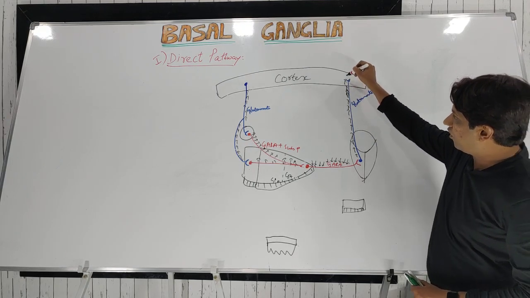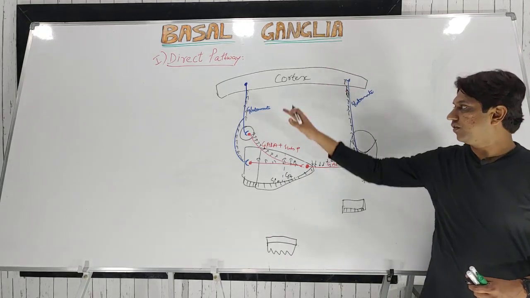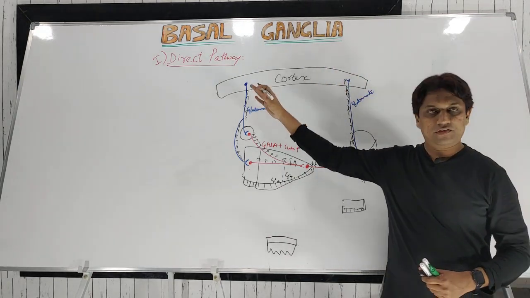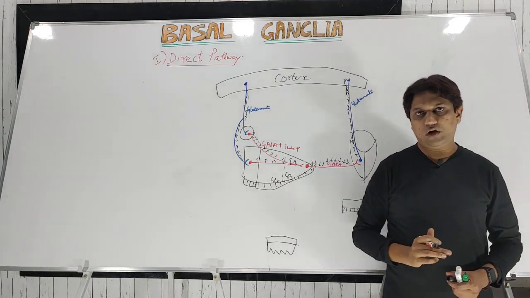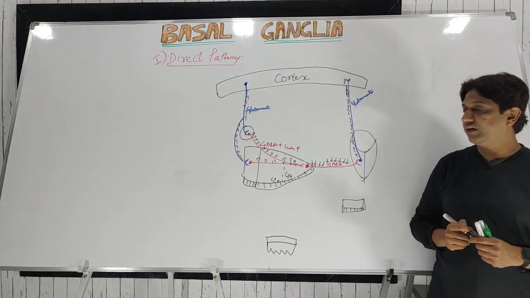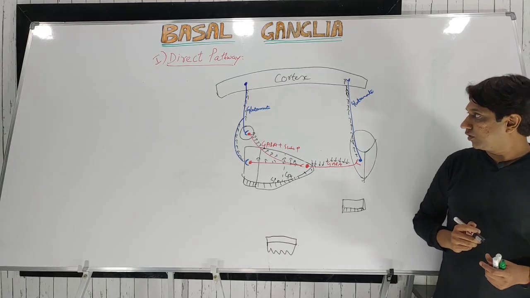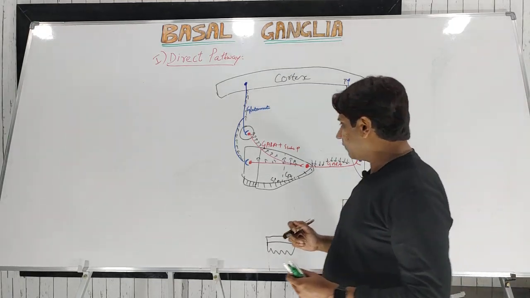So the information reaches the cortex. So this is an excitatory pathway. Direct pathway is an excitatory pathway. Okay, direct pathway is an excitatory pathway. Now I'll discuss the indirect pathway.